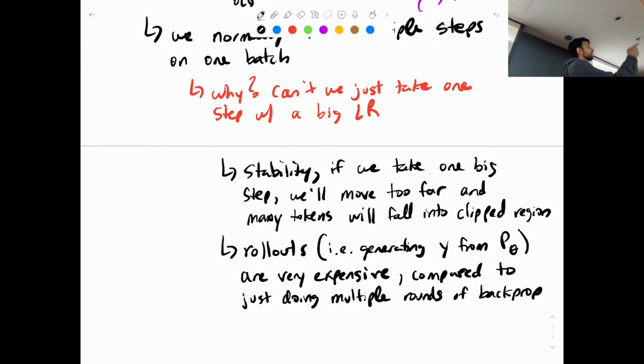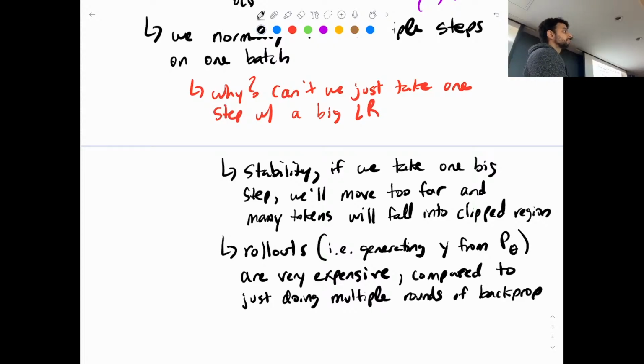Okay, any questions about this? So in practice, when you're doing this in code, you basically generate all of your rollouts, you get your advantage function and all of the other inputs, and then you make consecutive steps of updates.